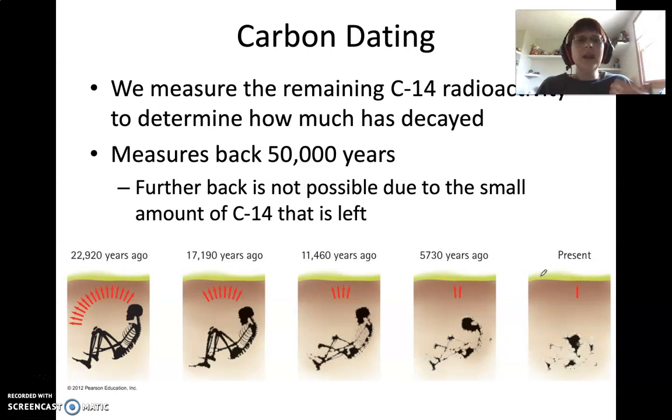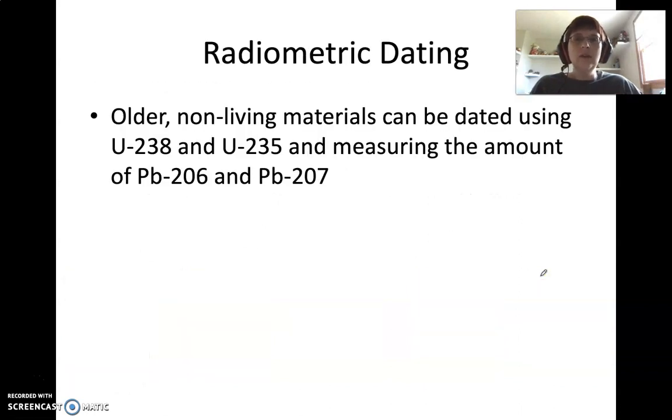So you might be saying, but I've heard them say that they radiometrically dated dinosaur remains. That's how we've figured out how old they are. Well, we can because carbon isn't the only element that we can use for radiometric dating. Anything that is older can be dated using uranium-238 or 235. We can also use a couple of other elements. You'll see those in your lab because we can date non-living materials using these.